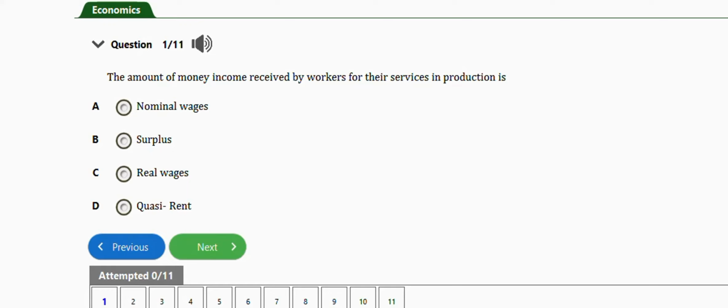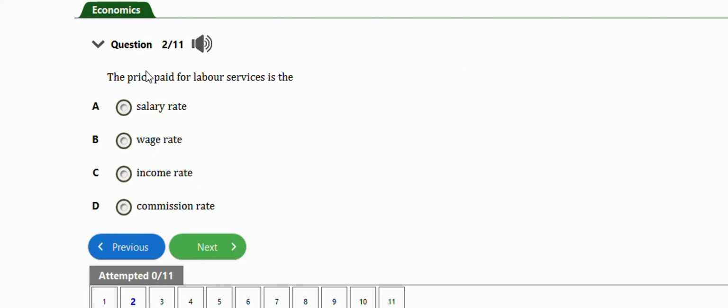Let's get started. The first question I have here says the amount of money income received by workers for their services in production is. We have nominal wages, surplus, real wages, quasi rent. So the right answer is option A, which is nominal wages. Very important. The next repeated question is this one. It says the price paid for labor services is we have salary rate, wage rate, income rate, commission rate. The right answer is option B, which is wage rate.